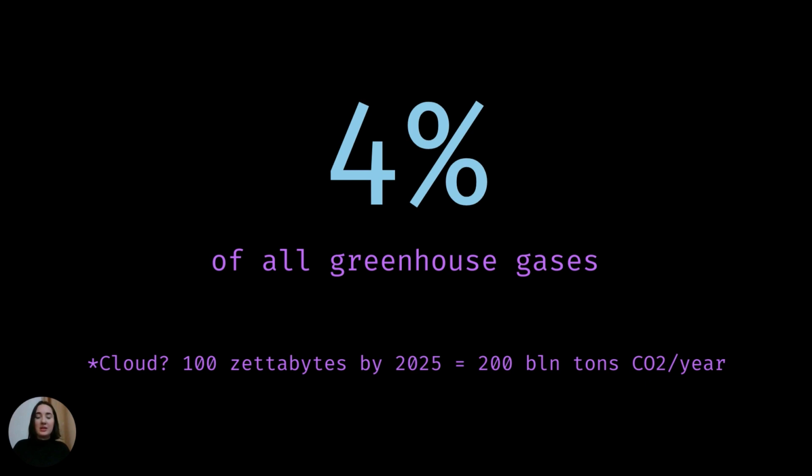So how important is this issue really? The ICT industry is responsible for 4% of all greenhouse gases. So this is more or less 1.5% of global CO2 emissions. So it's quite important. And if we go back and think about the cloud, by storing 100 zettabytes, and we will store this much by 2025, we'll be emitting 200 billion tons of CO2 every year.